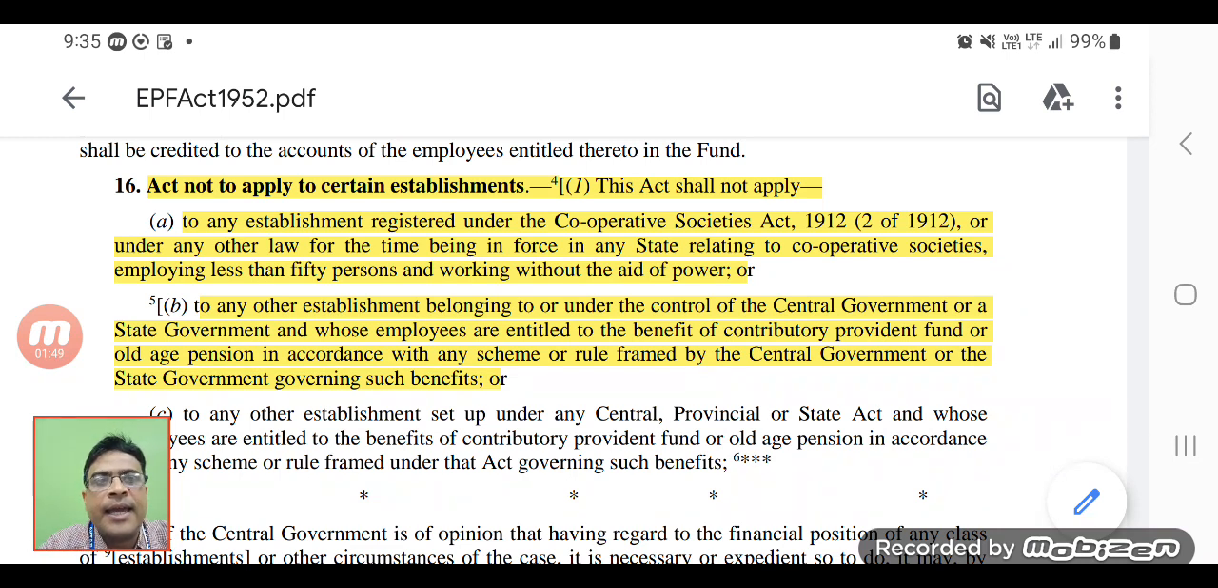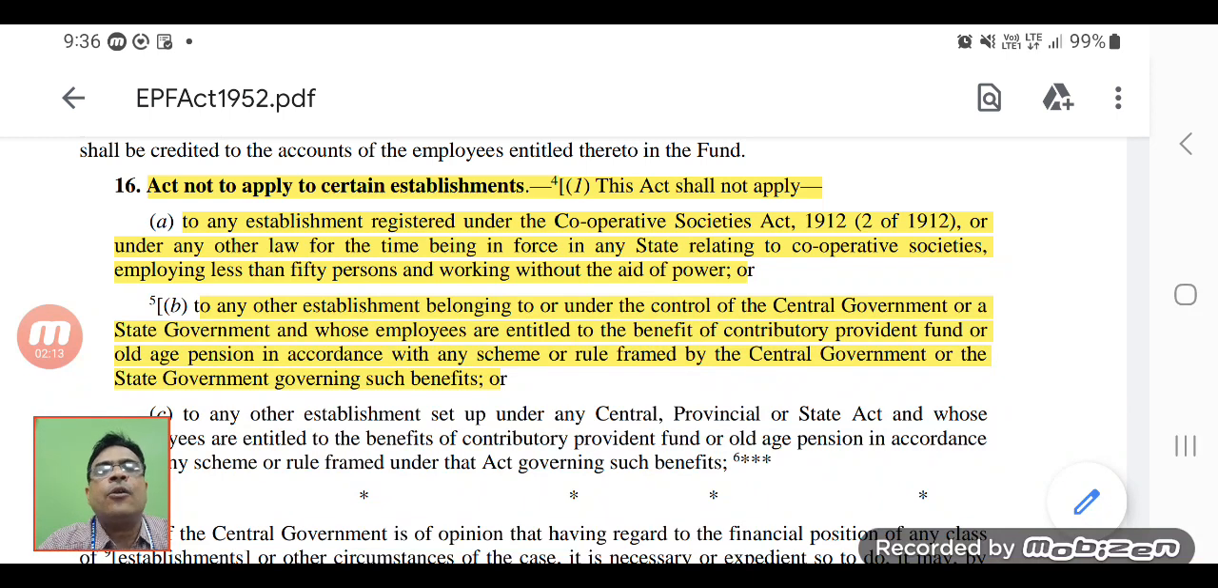यहाँ पे बताया गया है कि any establishment which comes under the Cooperative Societies Act, मतलब cooperative society के through establishment है, और where less than 50 persons are employed and the work is executed without the aid of the power, मतलब वहाँ बिजली के बिना काम होता है, तो वैसे केस में वहाँ पे ये एक्ट अप्लीकेबल नहीं होगा.